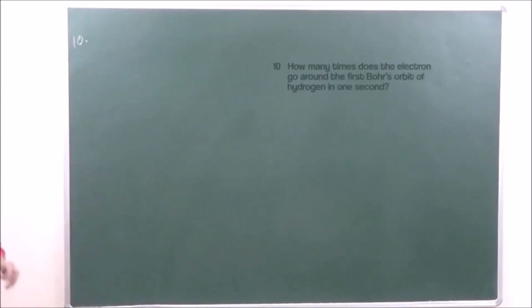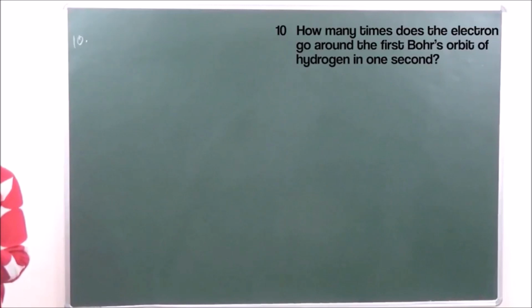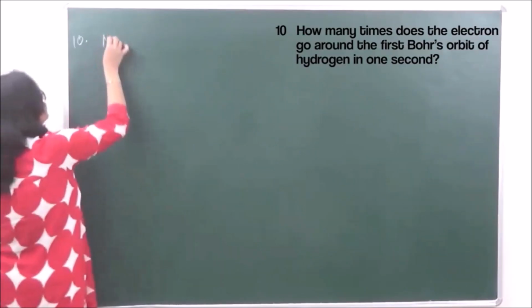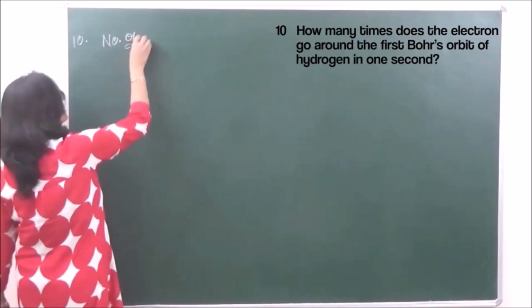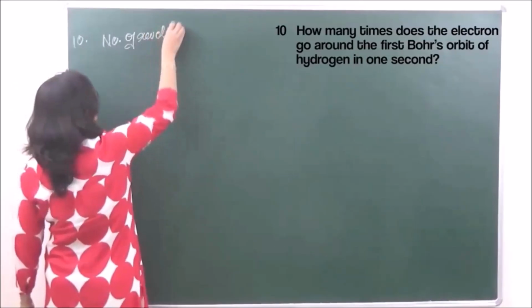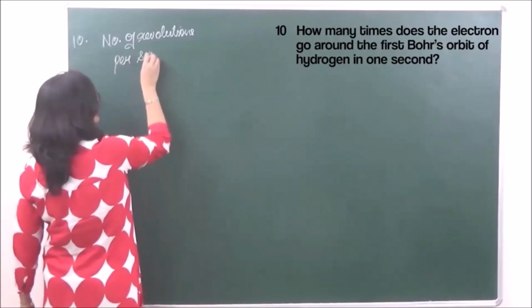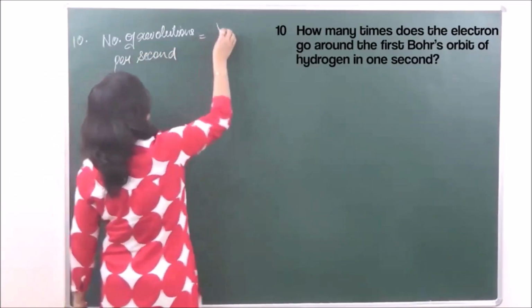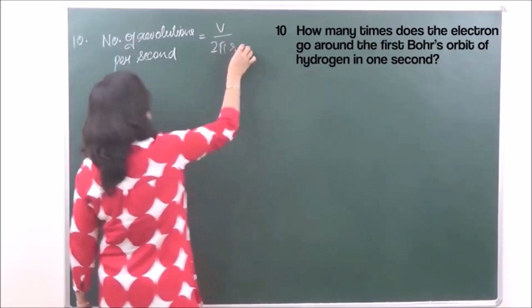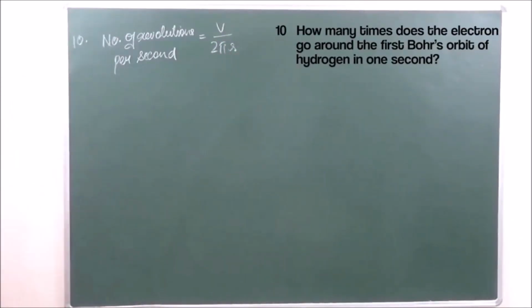Question number 10. How many times does the electron go around the first Bohr's orbit of hydrogen in 1 second? This is your question. So number of revolutions per second is given by the formula v upon 2 pi r. Okay? This we just did. v upon 2 pi r. So velocity is equal to what?